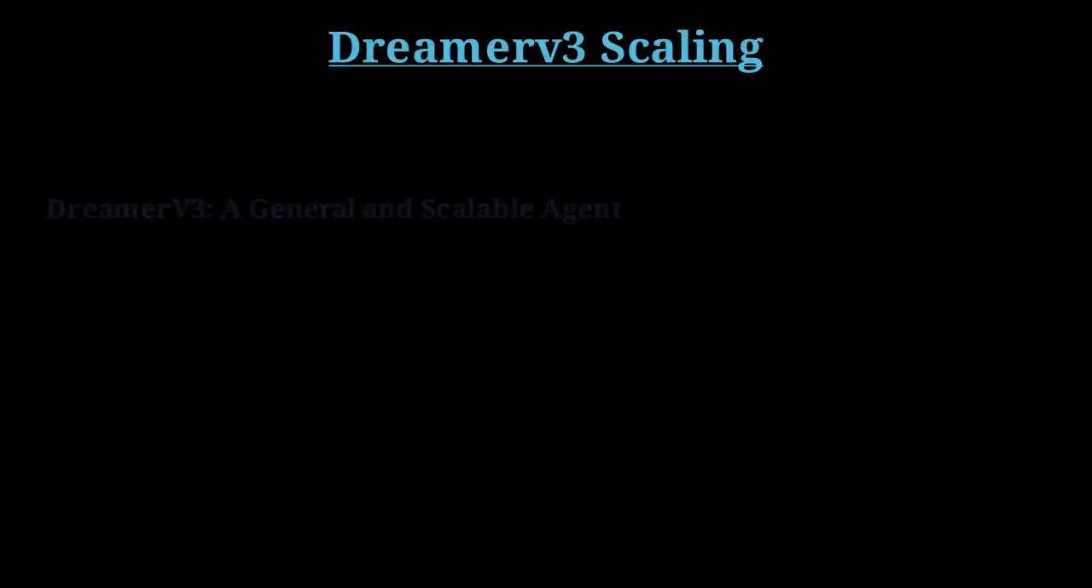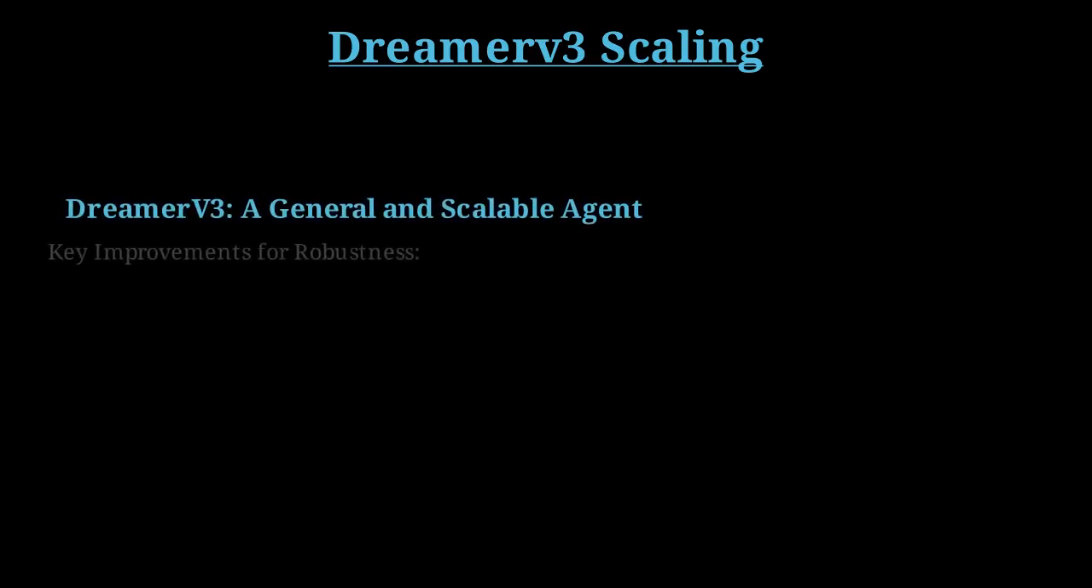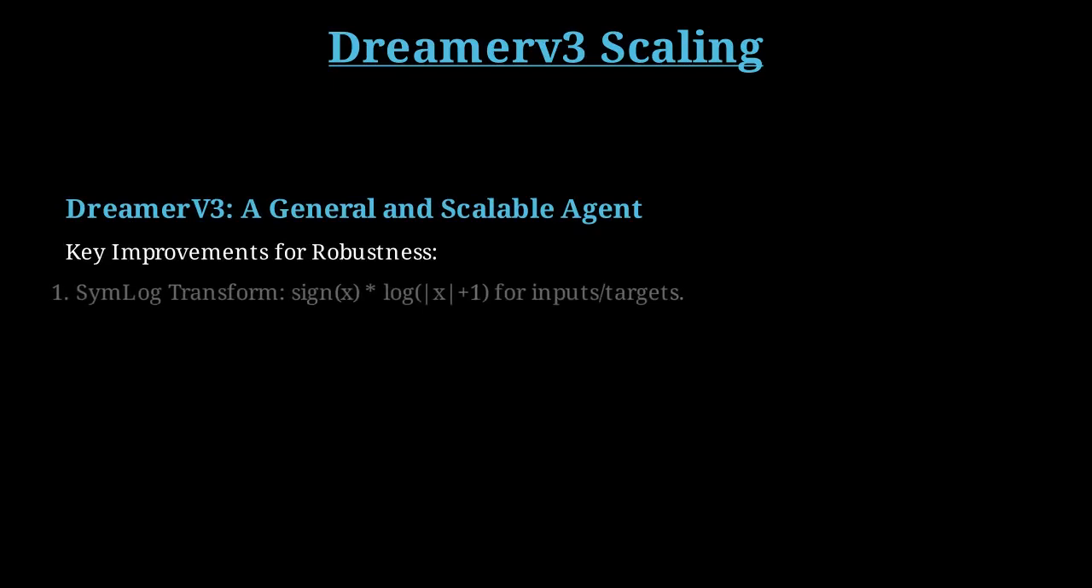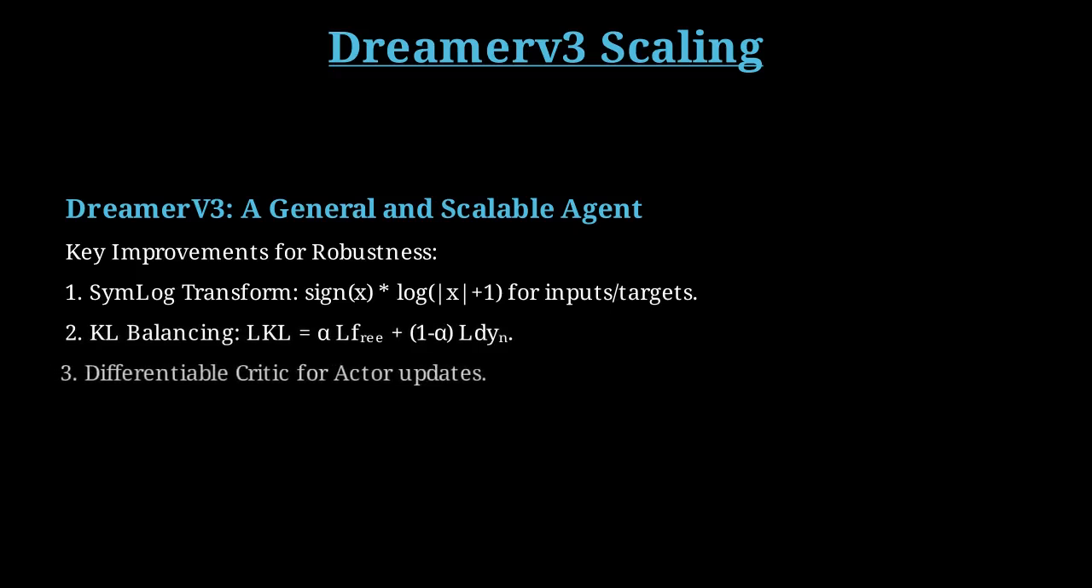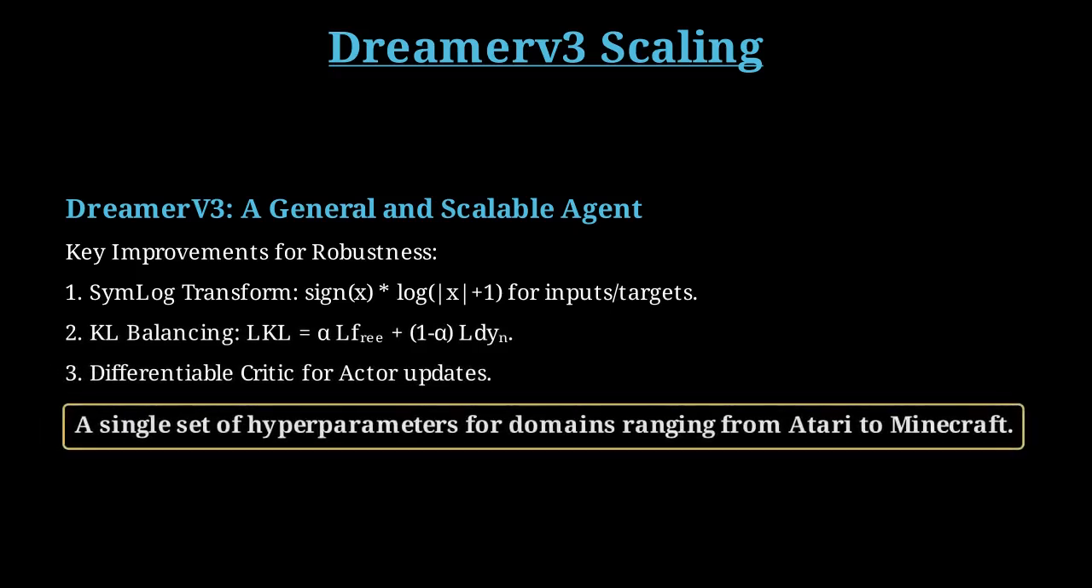Dreamer v3 focused on scaling and robustness. It introduced a few key modifications to make the algorithm work out of the box across a vast range of domains with fixed hyperparameters. These include symlog scaling for rewards and values to handle different reward magnitudes, KL balancing to prevent one part of the latent state from dominating the learning signal, and a separate critic for the actor's learning objective. These tweaks, while seemingly minor, created a general and scalable algorithm that excelled not only in standard benchmarks but also in sparse reward tasks, and even acquired Minecraft diamonds from scratch, a major milestone.